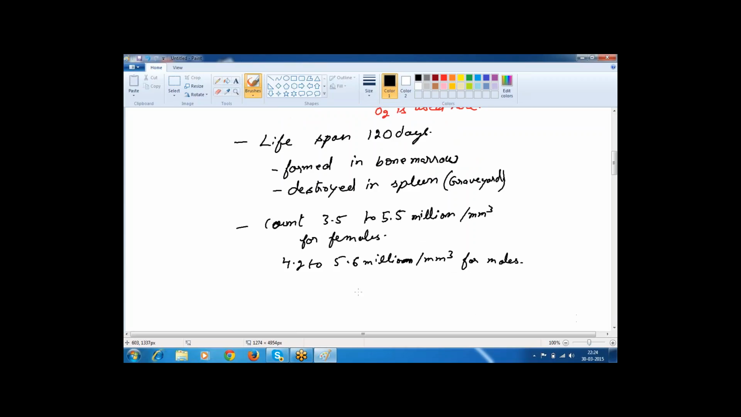Higher count of RBCs in males, that is due to testosterone level. Effect of androgens. Higher count in males is due to androgens.